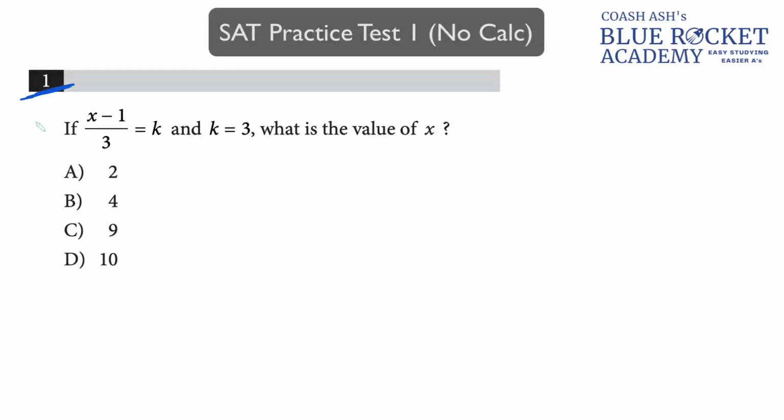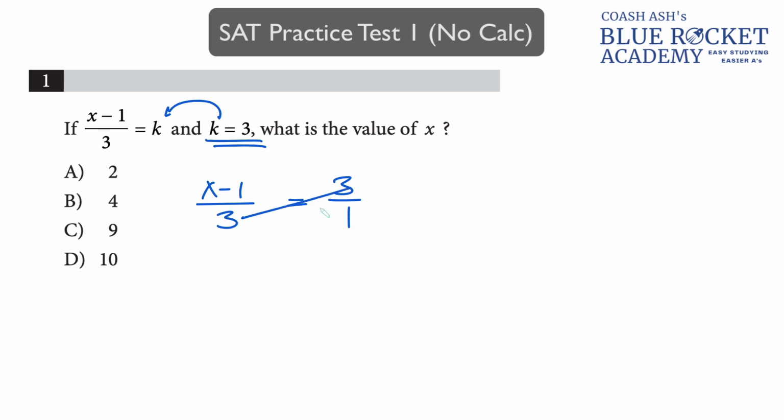All right, question one on the no calculator section is usually so easy. All you need to do is take k is equal to 3 and put it inside here. So you've got (x minus 1) over 3 is equal to 3. Now, you probably know how to do this: whenever you see this line, you just want to have one part over here and just cross multiply them.